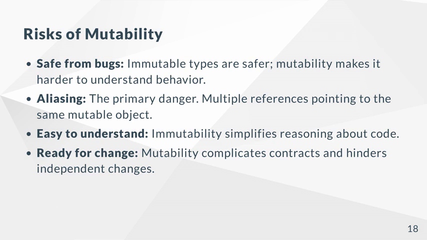We now turn to a major design choice: mutability. While mutable types like Array might seem more powerful than their immutable counterparts, like ReadonlyArray, they often undermine our big three goals. Mutability makes code harder to understand and makes contracts difficult to enforce. The primary danger here is aliasing, when multiple variable references point to the exact same mutable object in memory.